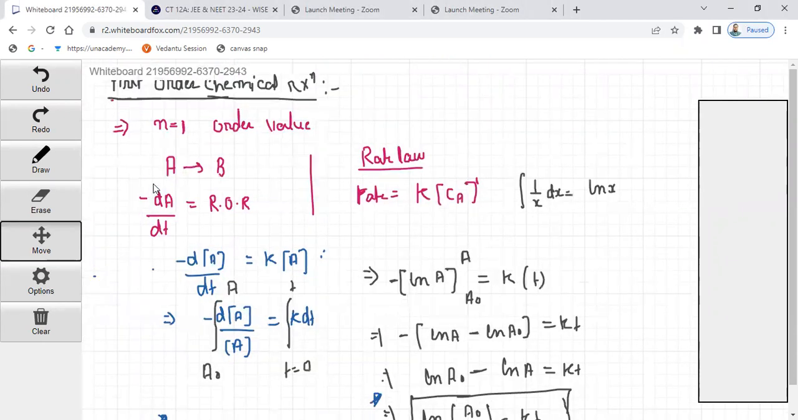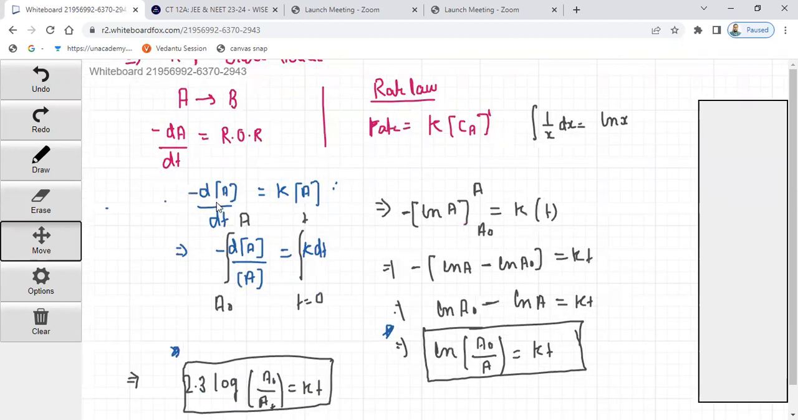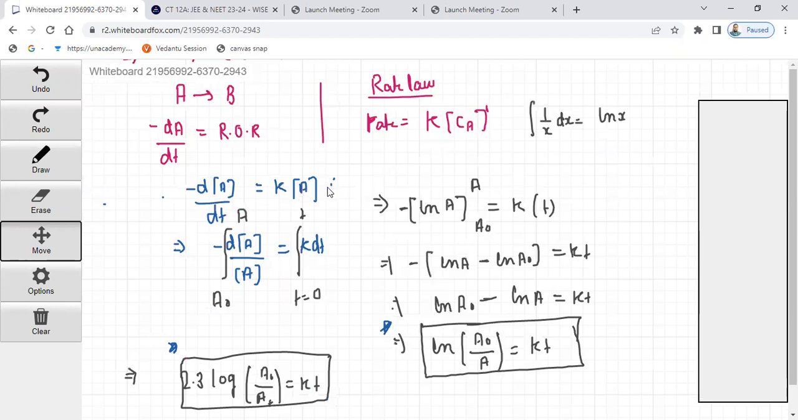For the first order chemical reaction, I am writing that n value is equal to 1. If the reaction is A gives B, minus dA by dt is the rate of the chemical reaction. From the rate law, rate is equal to K into concentration of A to the power 1. Integral of 1 by x dx is equal to ln x. After that, we can say that minus dA by dt is equal to K into A.